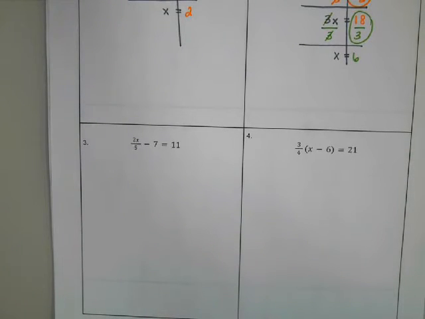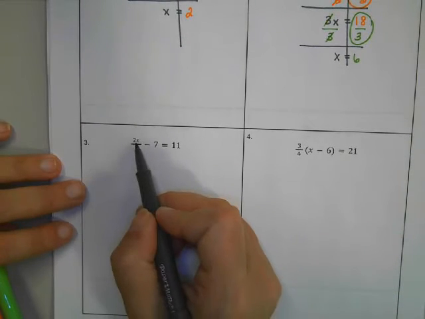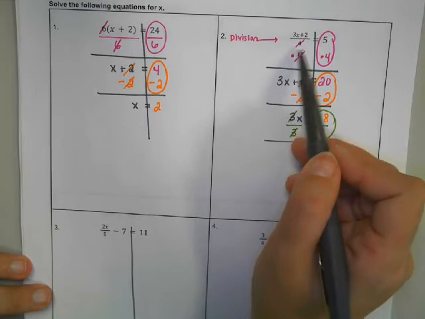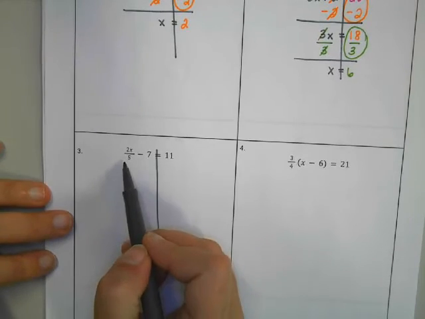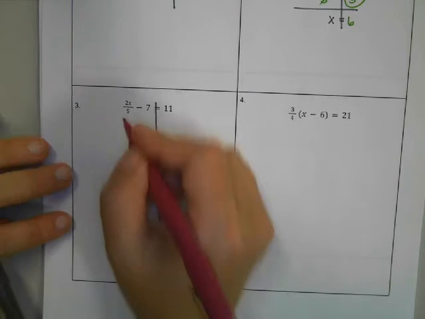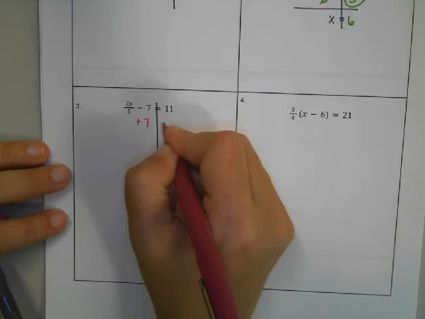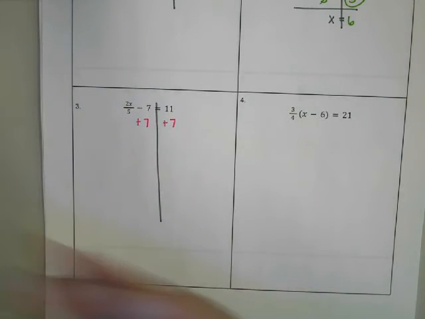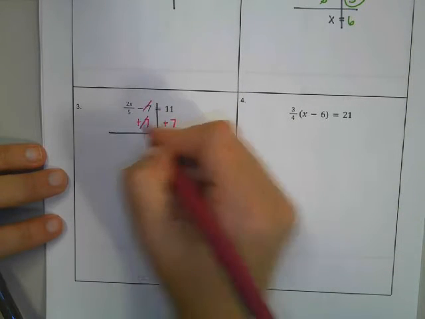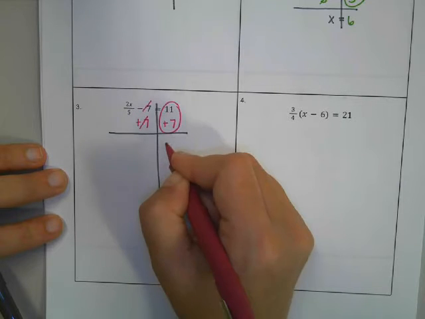For problem number 3, I'm noticing that this has a fraction, but in this equation, the fraction is not the entire left-hand side. If you look at problem number 2, the entire left-hand side was a fraction. In this one, the fraction is only one part of it. So before I deal with the fraction, I'm going to go ahead and add 7 on both sides to get the fraction by itself. If I add 7 on both sides, the 7's cancel, and 11 plus 7 is 18.